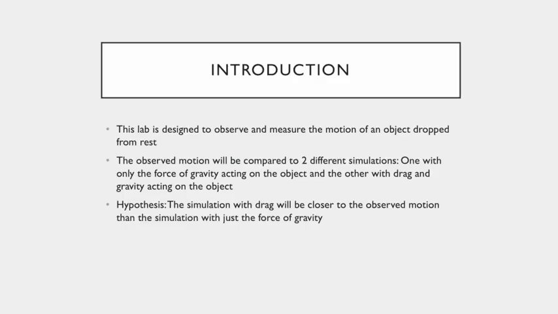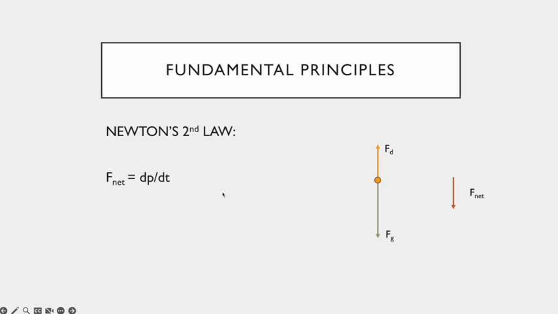So, an introduction. This lab is designed to observe the motion of a falling object that is dropped from rest. The observed motion will be compared to two different simulations, one with the force of gravity and one with the force of gravity and drag. My hypothesis for this lab is that the simulation with drag will be closer to the observed motion than the simulation with just gravity. So let's get into some fundamental principles.